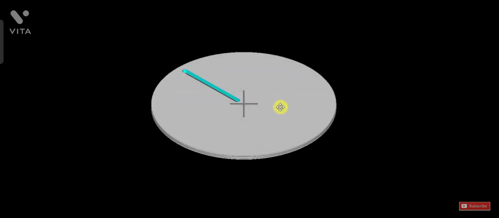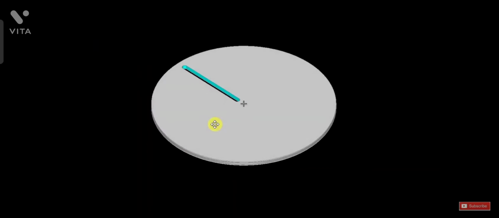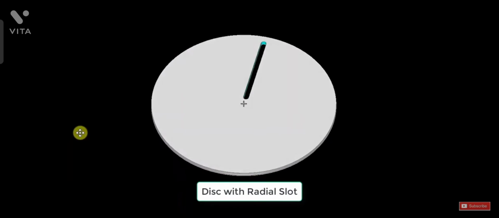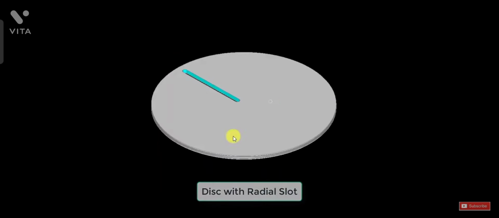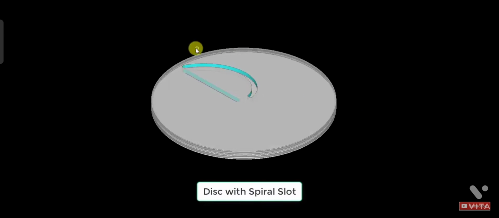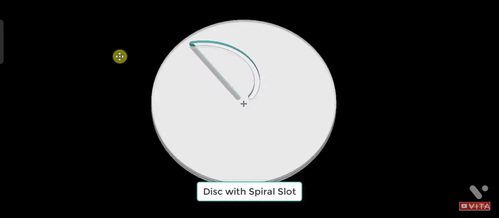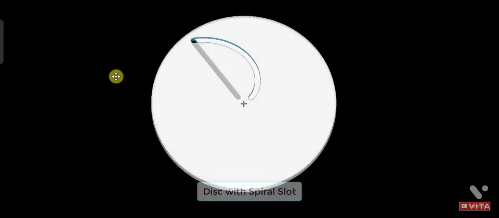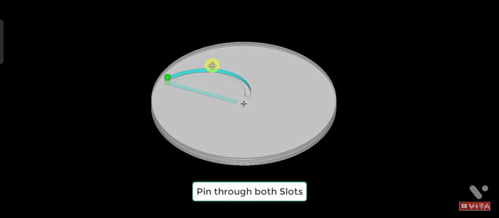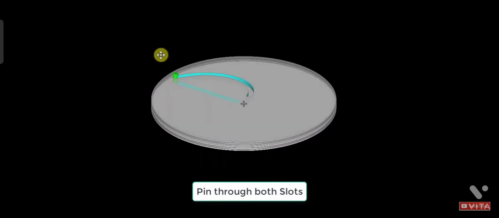So we are going to start with a disk like this, which has got a radial slot, a straight radial slot like this. And on top of that, we'll place another disk with a curved slot. Now this curve, we have chosen to be a spiral, a mathematically correct spiral. And you can see these two slots intersect over here, creating an opening. Now through that opening, we will place a pin. So that pin is going right through over here.